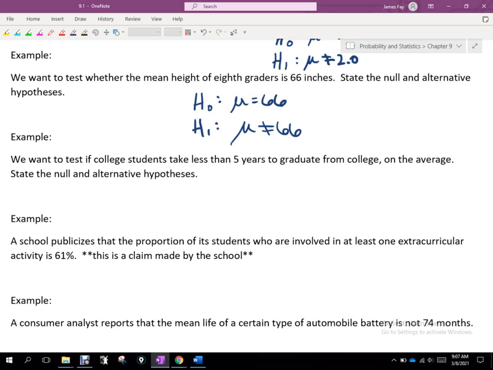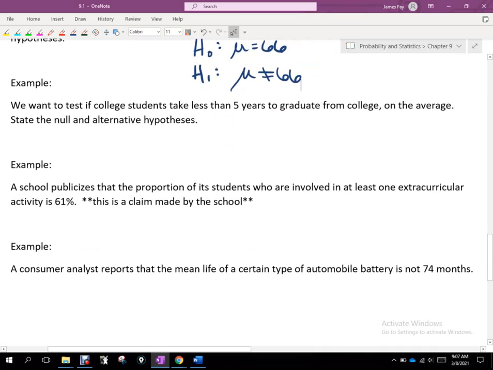All right. So we want to test if college students take less than 5 years to graduate. We want to test whether they take 5 years or less to graduate. What would that look like? Less than or equal to 5. Notice that the null hypothesis contains equality, right? So the alternative hypothesis then would be greater than 5.